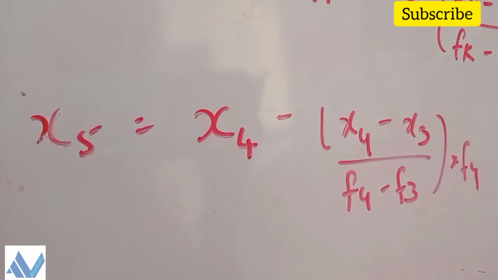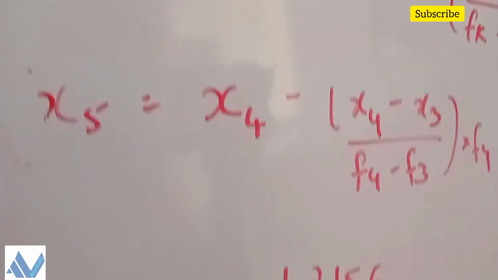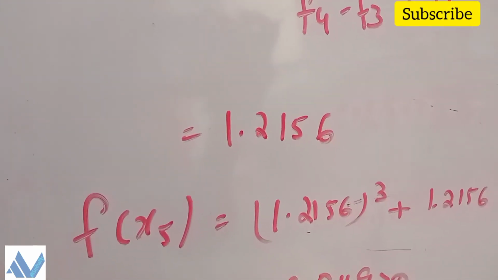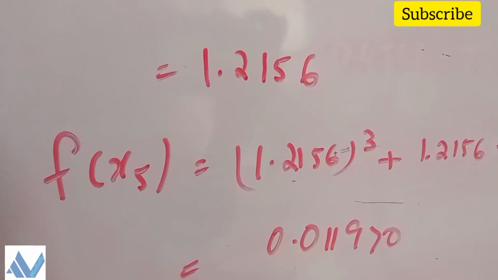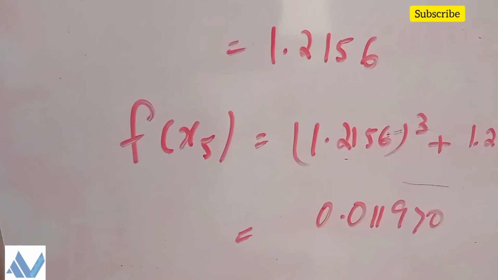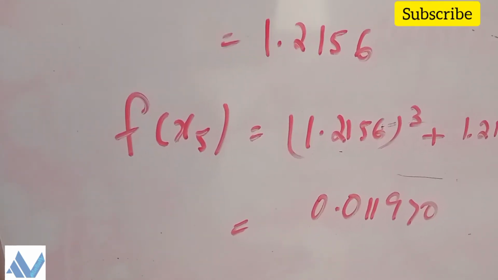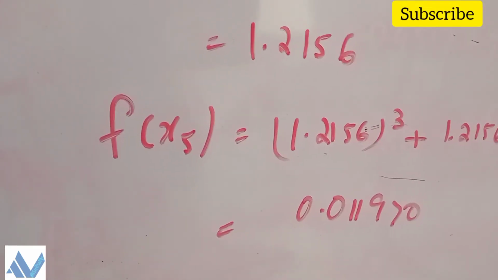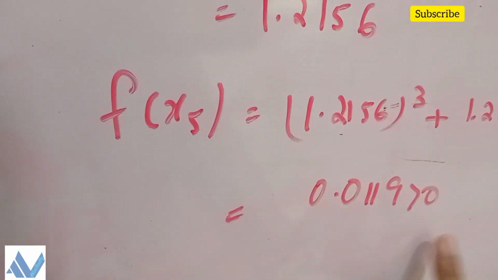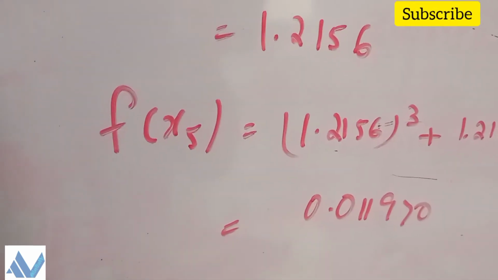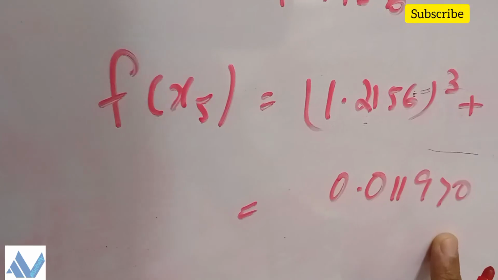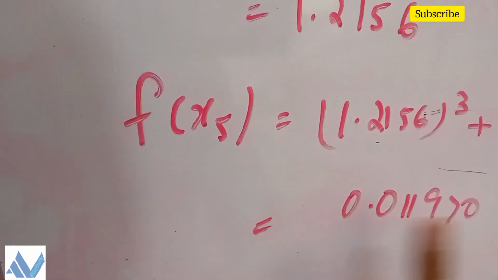substituting the values and calculating, we have got the answer as 1.2156. Then f of x5, and then we get the value greater than 0. Now when they tell you to find 5 iterations, you can stop here. If they don't tell you a certain number of iterations, you have to find up till you get greater than 0, like the previous f of x4 and x3 values, where we got less than 0. If they don't mention how many iterations, then you find up to greater than 0. If they mention 5 iterations, you can stop here.